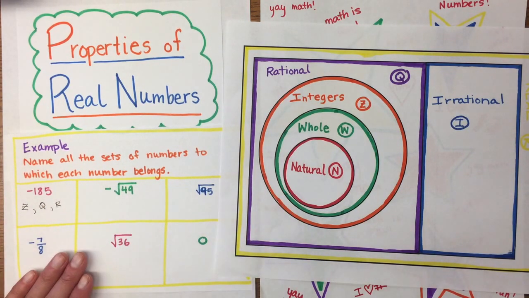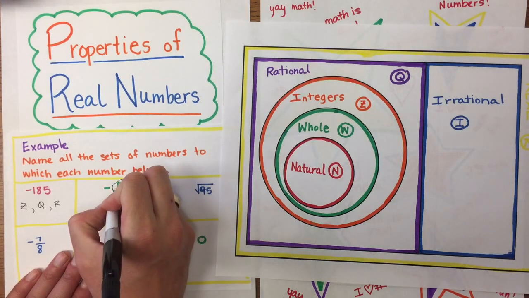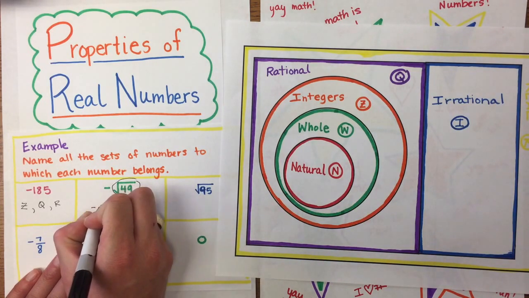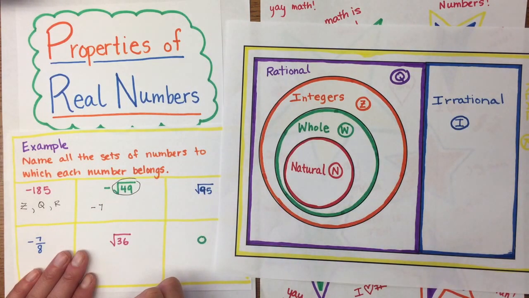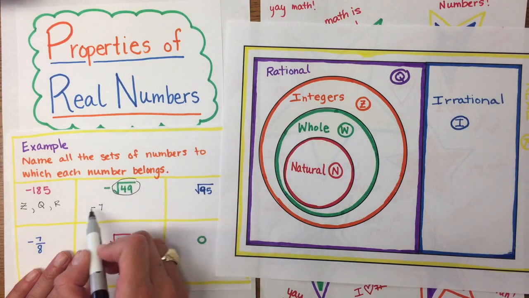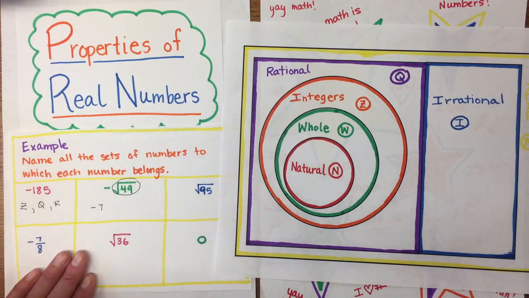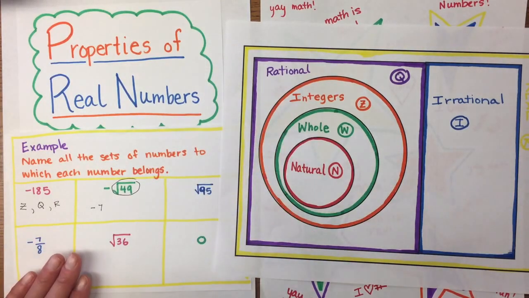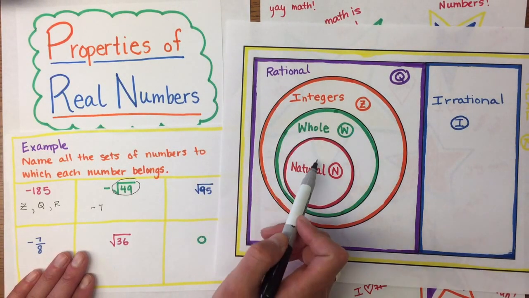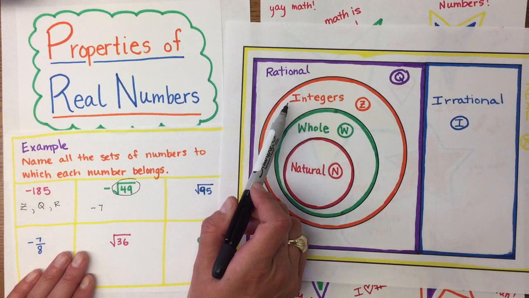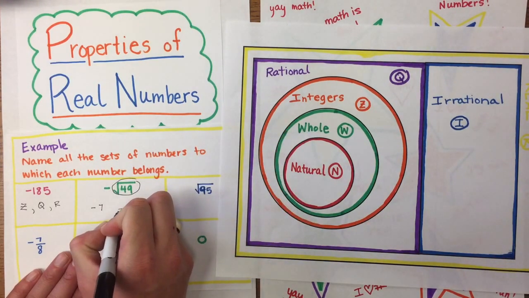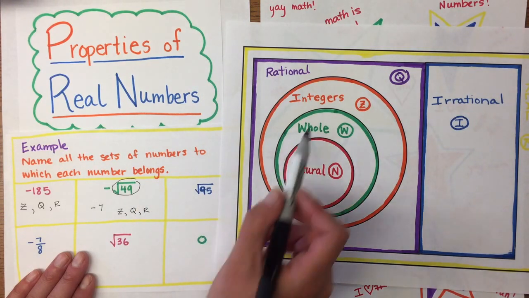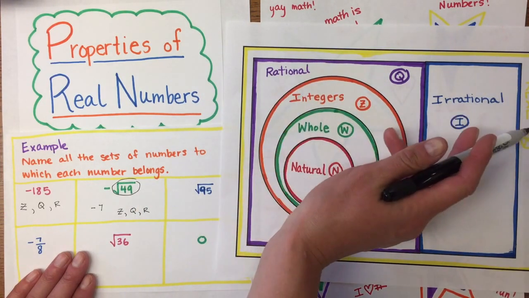Negative square root of 49, I first need to simplify the square root of 49. I know that the square root of 49 is 7, because 7 times 7 is 49. So this simplifies down to be negative 7. Negative 7 is an integer. It's a negative number, so it can't be natural or whole. An integer is the most specific in which it falls. All integers are also rational, and they're also real. Integers fall inside rational and real.